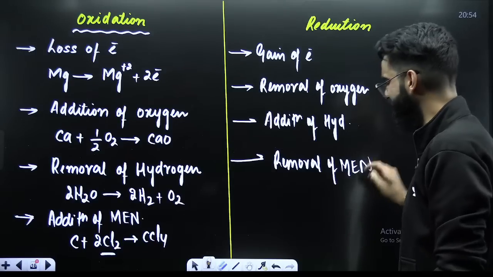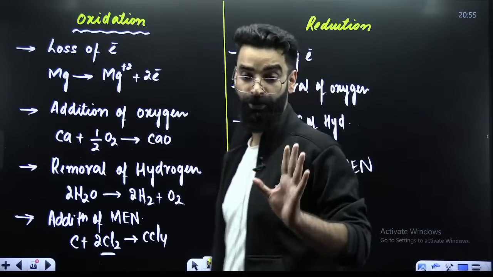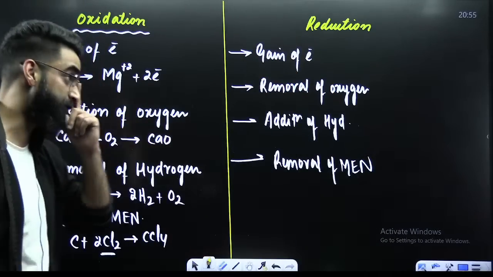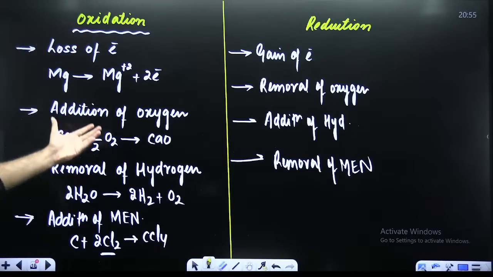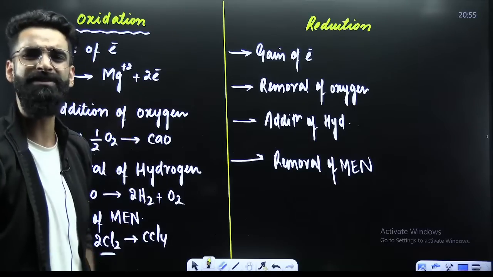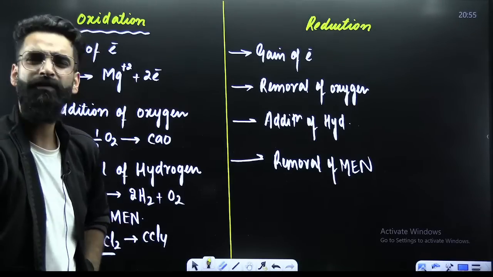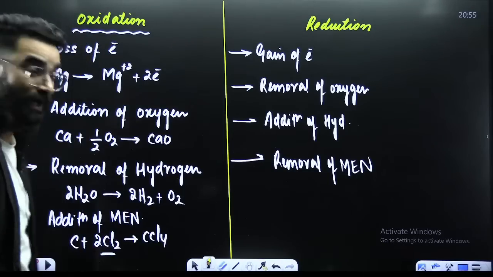Right? All these ways I can define the terms oxidation and reduction. Now, the main and important point. What is the main and important point? Try to understand. All these are reactions, all these are examples of oxidation reactions, right? Since all these are examples of oxidation reactions, you'll find one thing common in them.